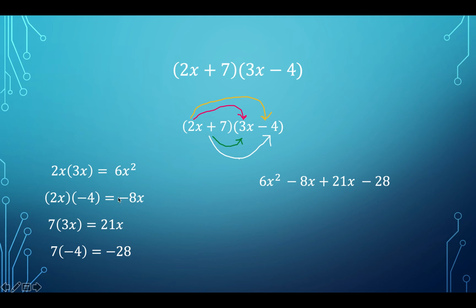Next, I'm going to take all of this and put it into this form over here. So we have 6x squared minus 8x plus 21x minus 28. The next thing we have to do is combine our like terms. We can't combine 6x squared with anything because there's no other x squared term. The only thing we can combine here is this minus 8x and this plus 21x. So negative 8 plus 21 gives us positive 13. So our final answer is 6x squared plus 13x minus 28.